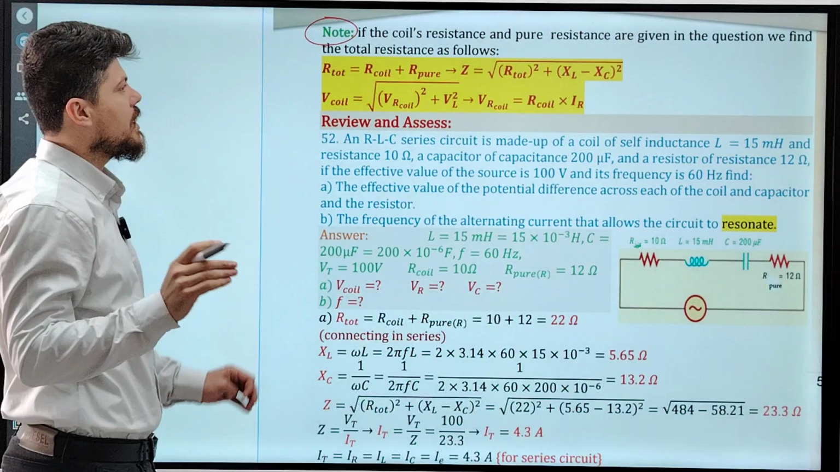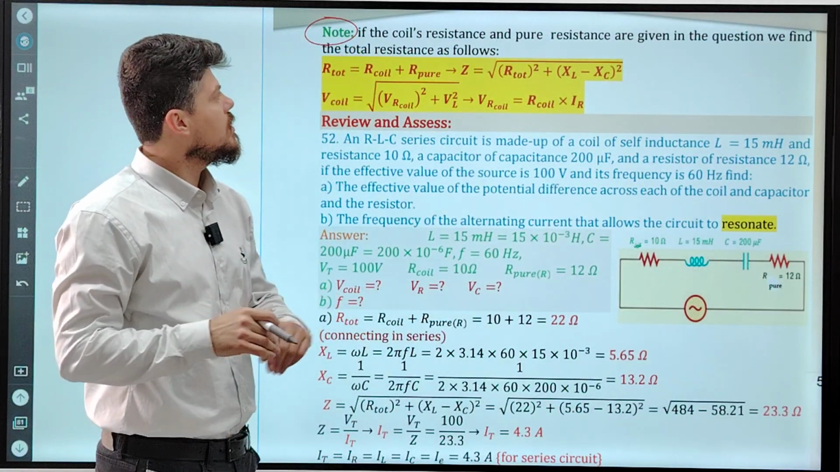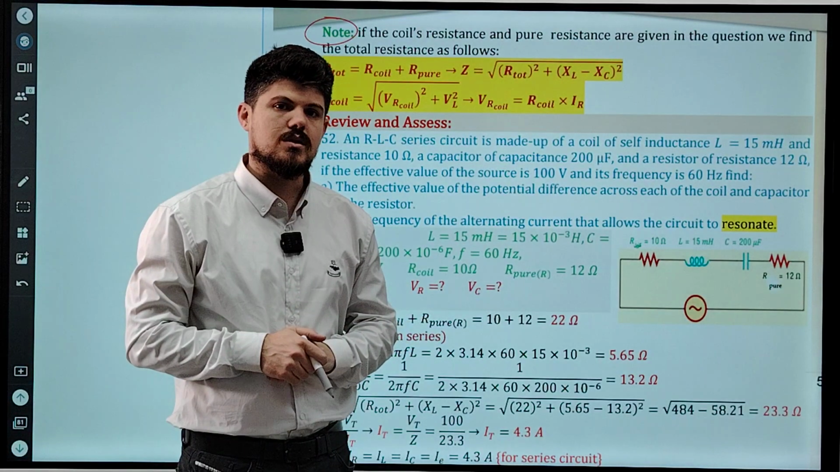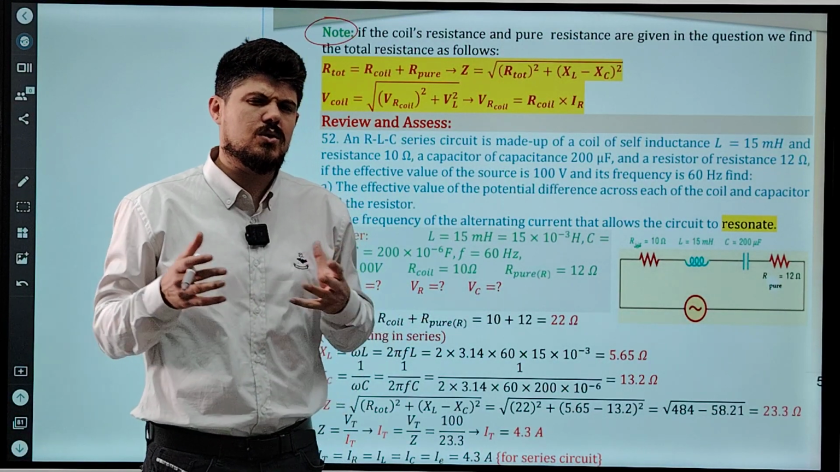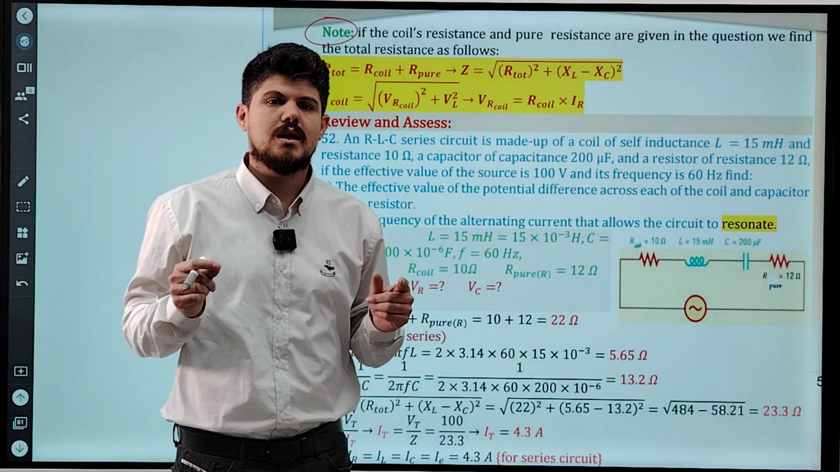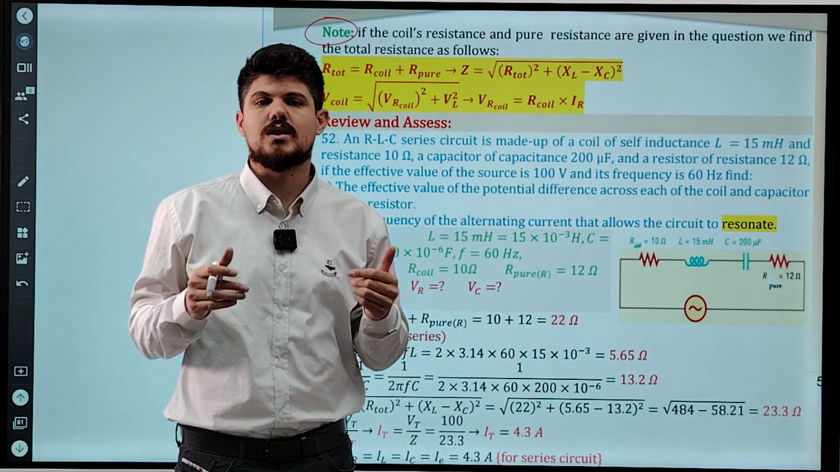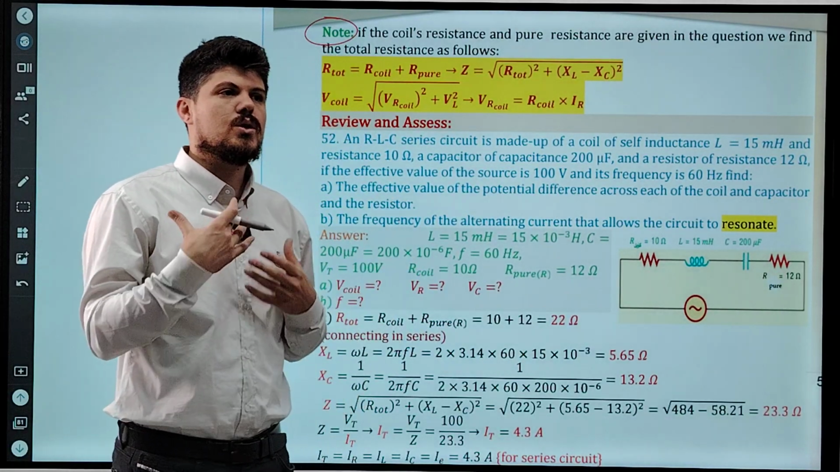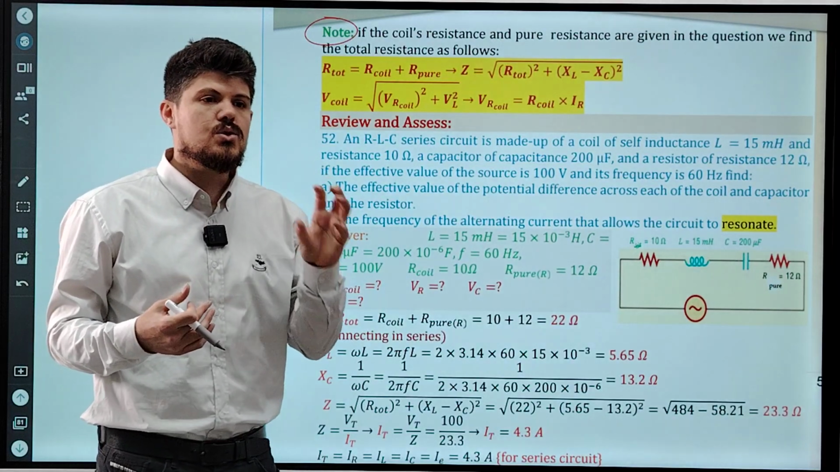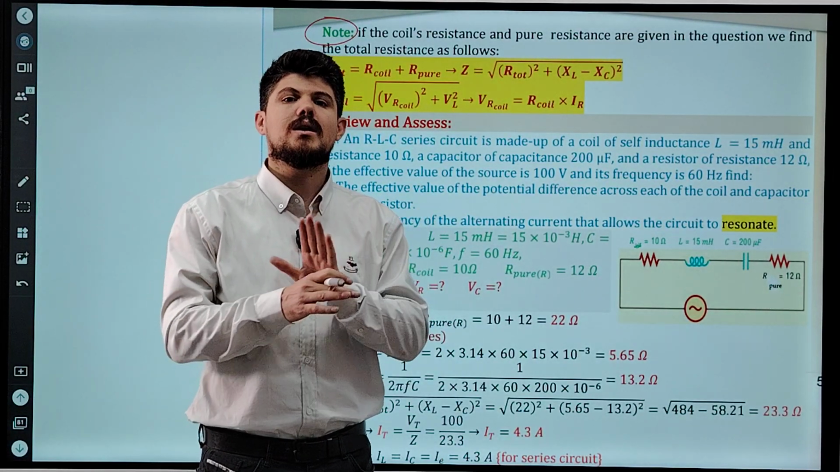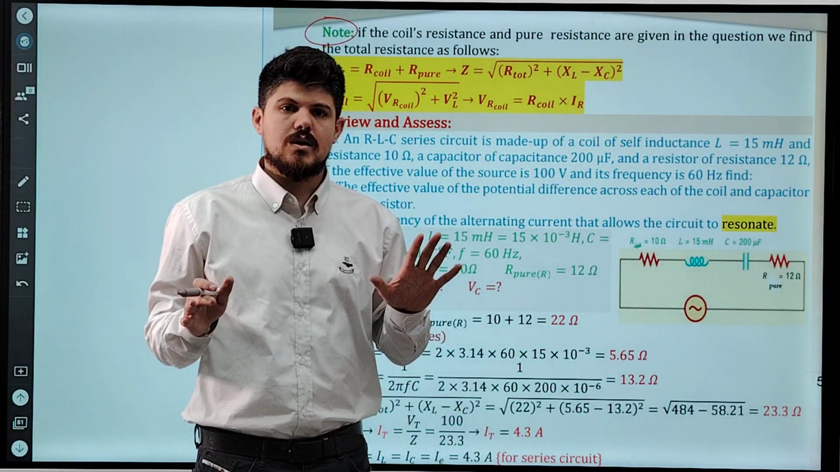Okay, you have to pay attention, please. If the coil's resistance and the pure resistance are given in the question, what do you mean by that? If the coil's resistance and the pure resistance are given in the question, it means that in the circuit the coil is not pure. Okay? What do you mean by the coil is not pure? It means that this coil has its own resistance. Okay? The coil is not pure.